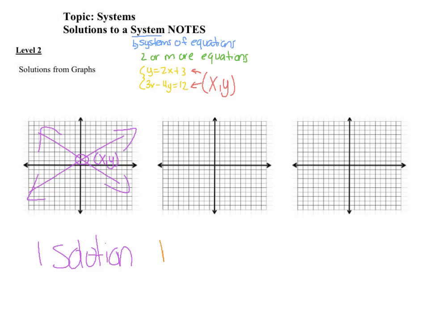The next one is called no solution. No solution is when the two graphs never cross, meaning they're parallel.